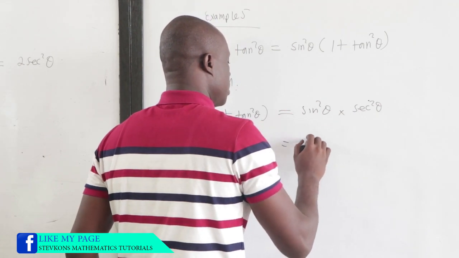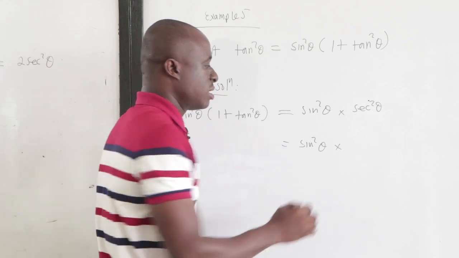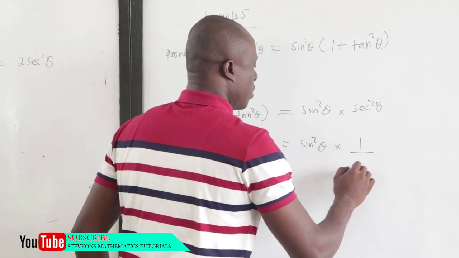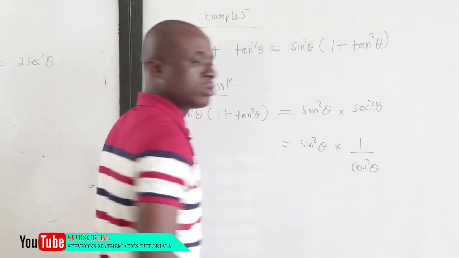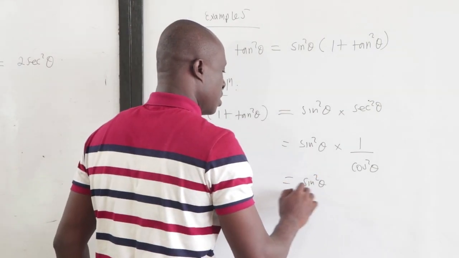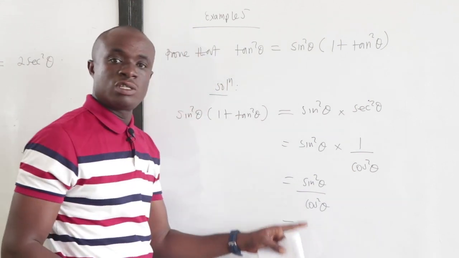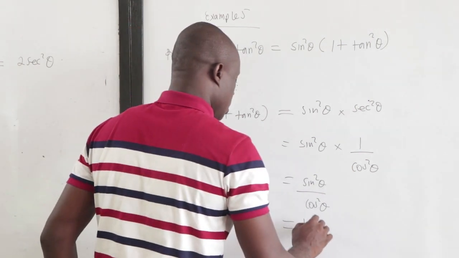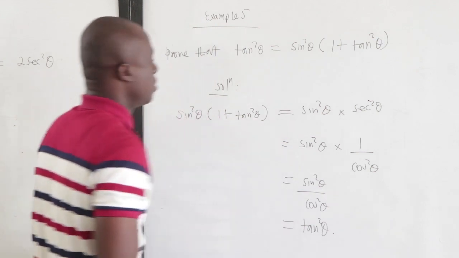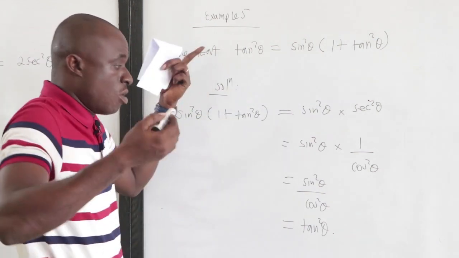So you have sine square theta. Now, what is sec square theta? Sec square theta is the same as 1 all over cos square theta. And this is just the same as sine square theta over cos square theta. And what is sine square theta over cos square theta? This is tan square theta. So we've been able to prove that this is equal to that.